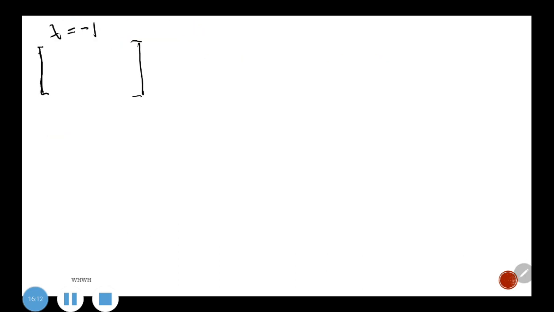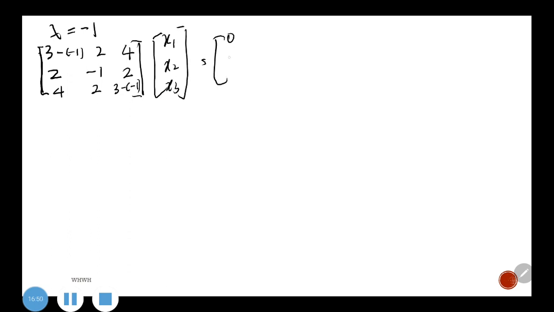Okay, so bila kita gantikan dalam matrix with lambda equals to negative 1, maknanya kita akan dapat 3 tolak 1 for the first value. 2, 4 tu remain the same lah. And then 2, and then kosong tolak dengan negative lambda. So, negative lambda kat sini negative 1. Okay, and then we have 2 here. And then 4, 2, 3 minus with minus 1. Okay, and the matrix is x1, x2, x3 is the eigenvector. And this one is 0, 0, 0, right?